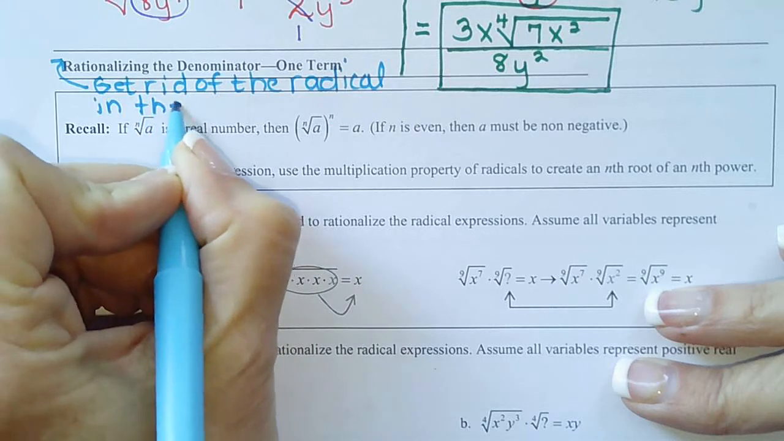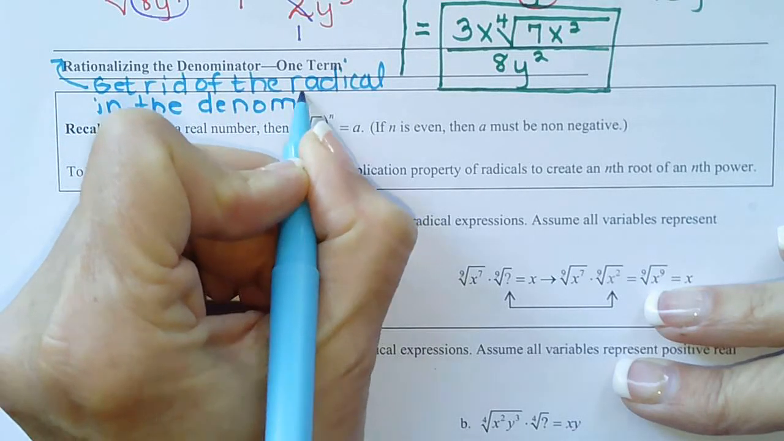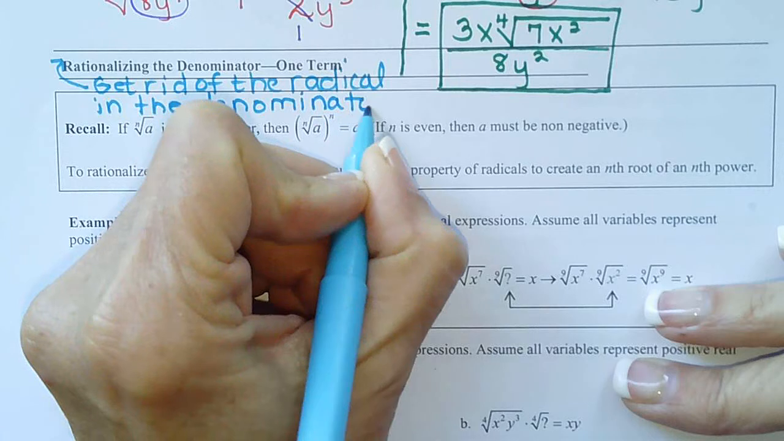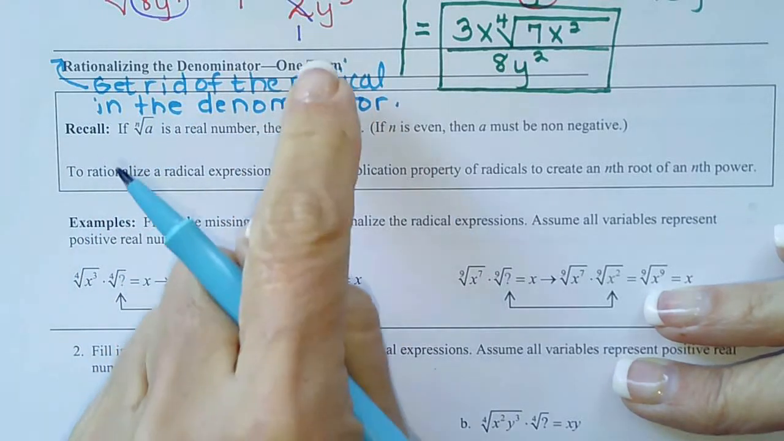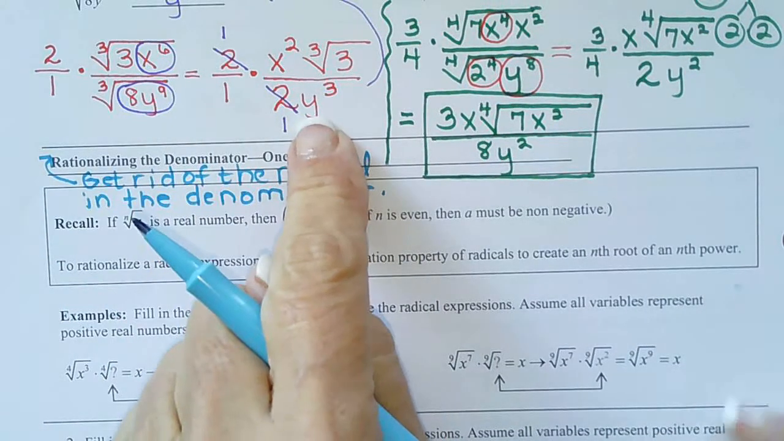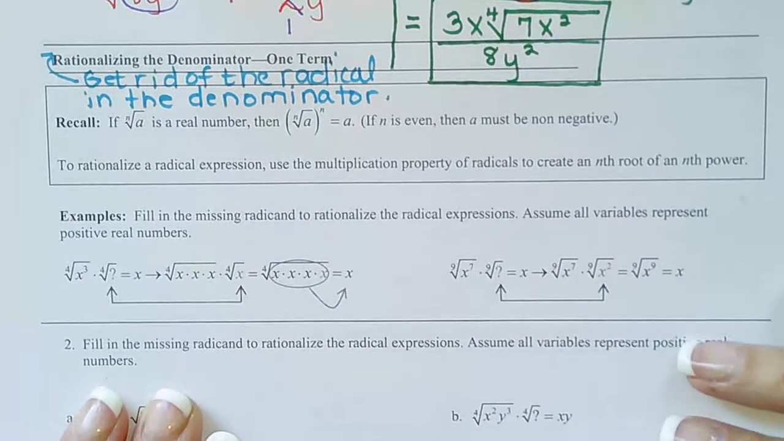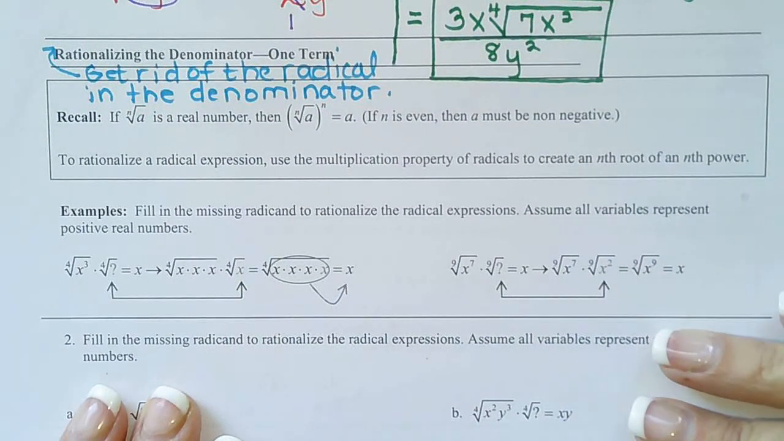And if you look at all the examples we did so far today, none of them had a radical in the denominator at the end. They came out of the radical, but what if it doesn't come out? We need to know how to get rid of the radical in the denominator.